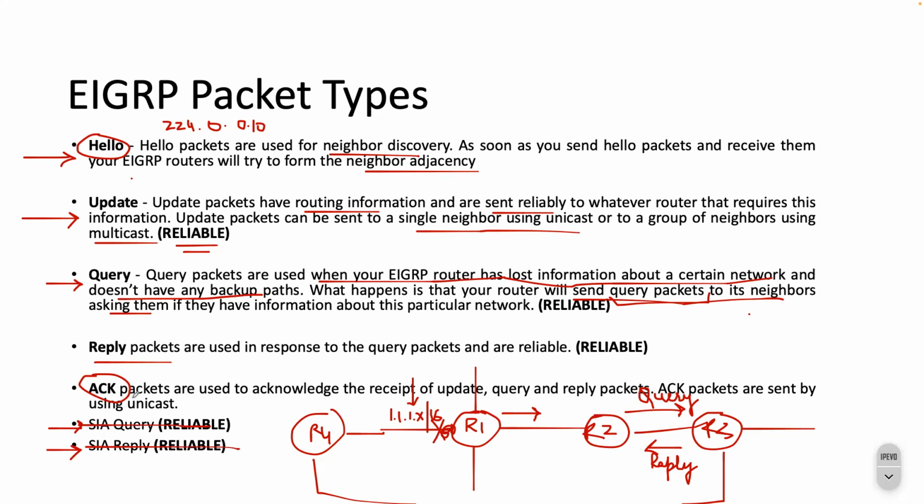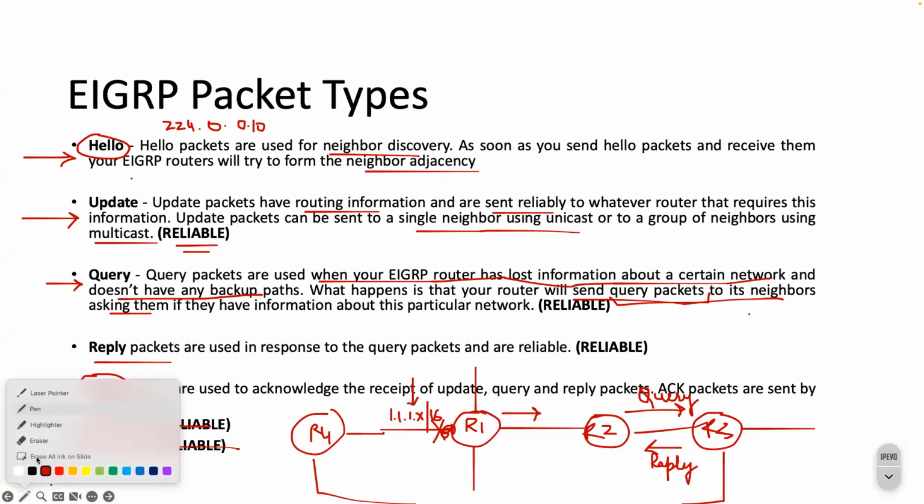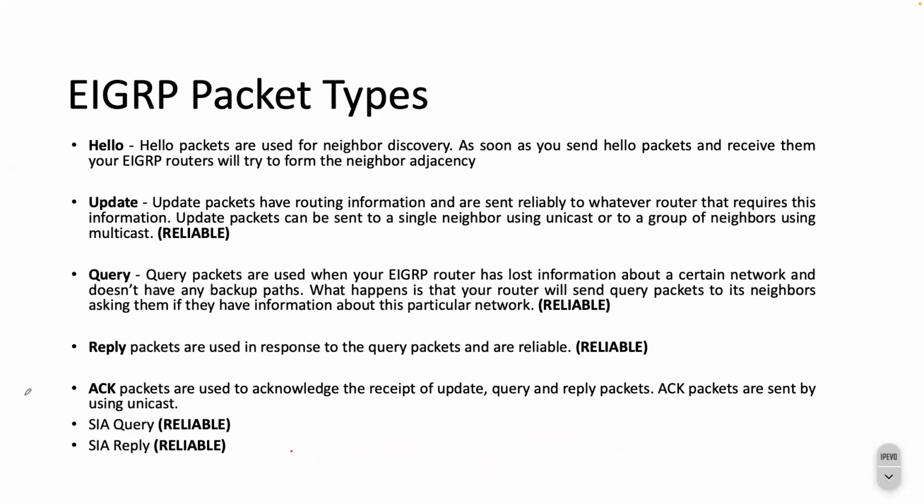Acknowledgements are where you are just acknowledging the receipt of an update or the query packets. Let me delete this one. Your acknowledgement packets acknowledge the receipt of your update, query or reply packets, since these are reliable. Any questions on these different packet types?